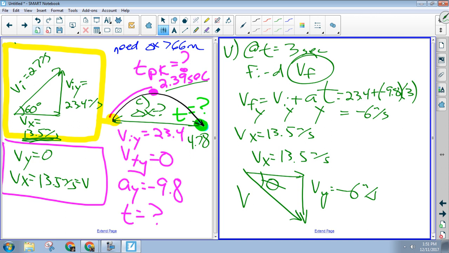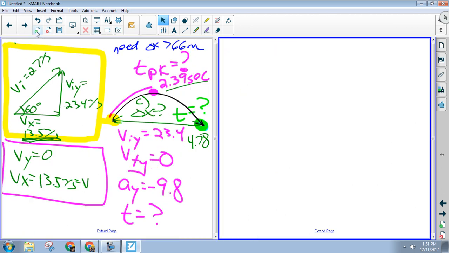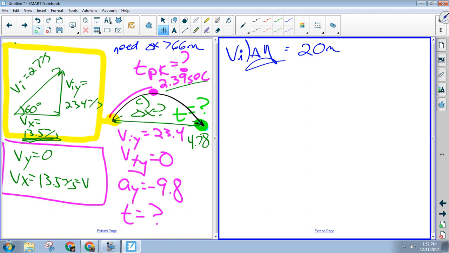All right, so one last part. Roman numeral 6 wants to know, when he's 20 meters up, what's the velocity? So 20 meters up, what am I telling you there? The displacement. Which kind? Vertical, right? And I want to know my VF at that instant.